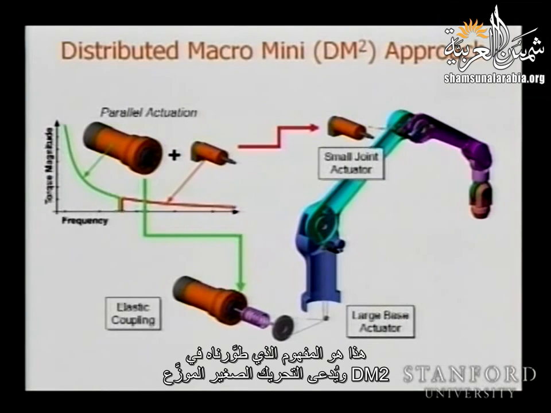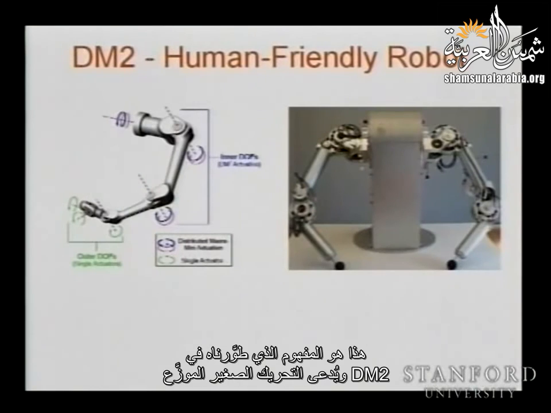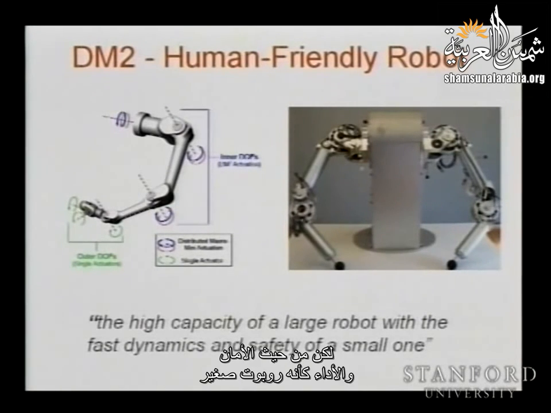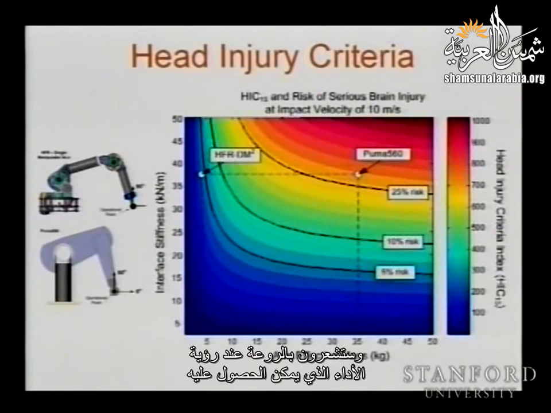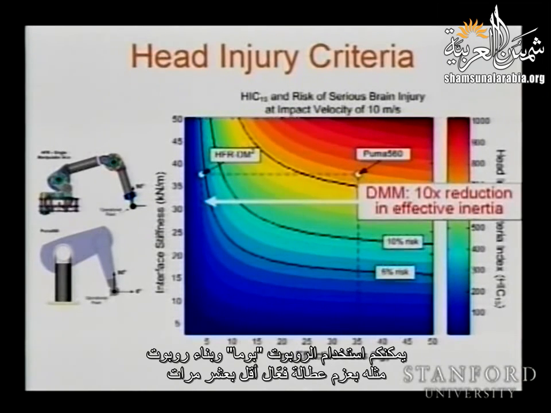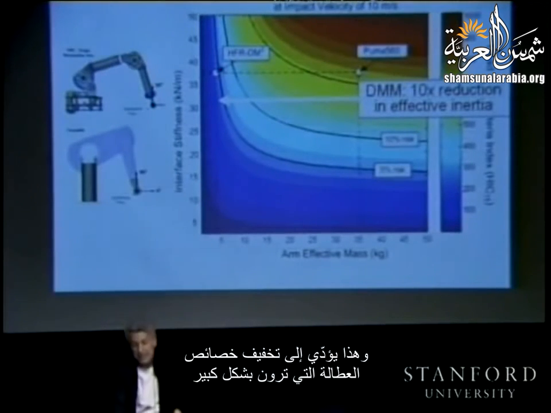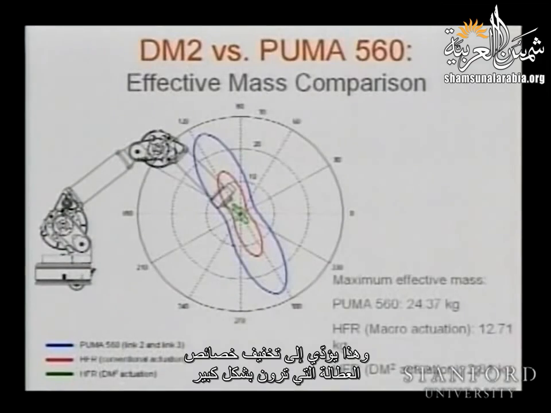So this is the concept we developed in DM2, called distributed micro-mini actuation, that really is interesting in the sense that you build a robot that has the capacity of a large robot, but the safety and performance of a smaller one. This concept has since gone much further, and seeing the performance you can achieve, it's amazing. You can take the Puma and build a robot like the Puma with 10 times less effective inertia. That is, you reduce your inertia from 35 to 3.5. And that leads to a large reduction in the inertial properties that you see.